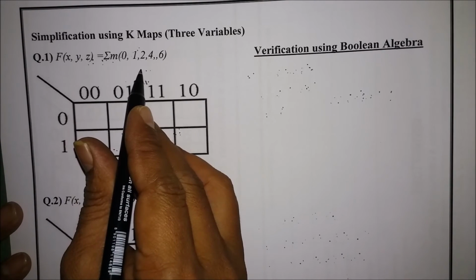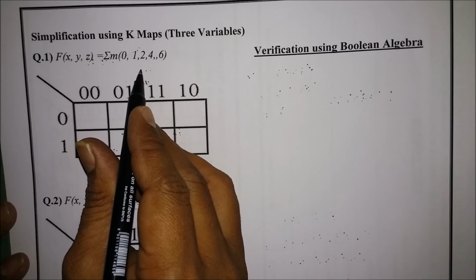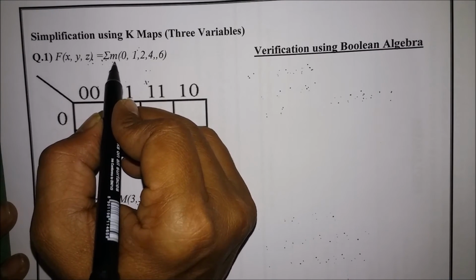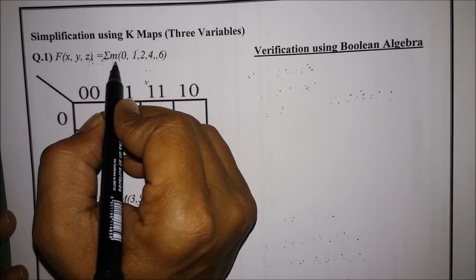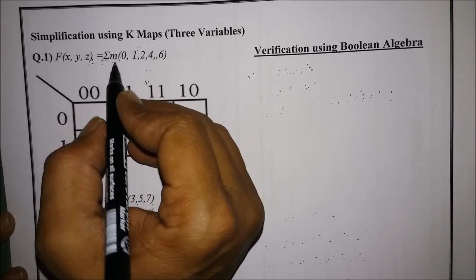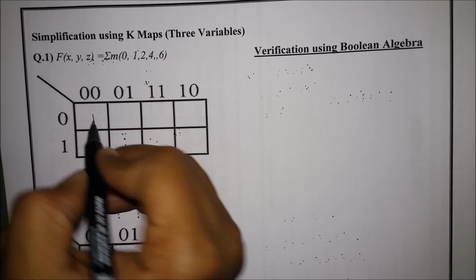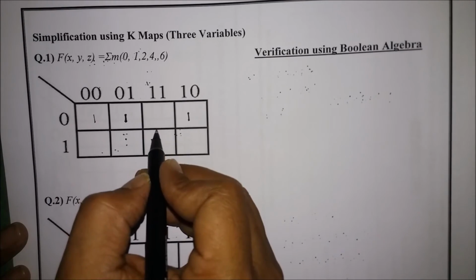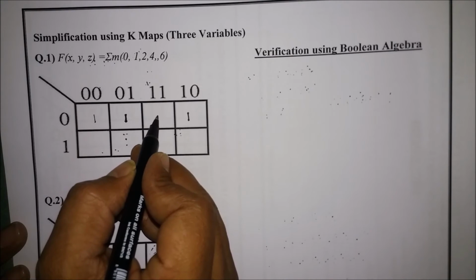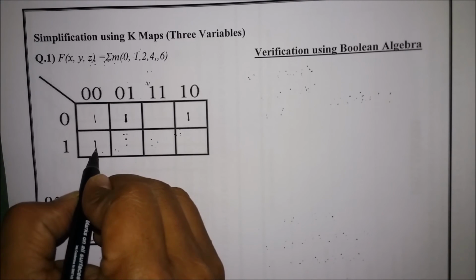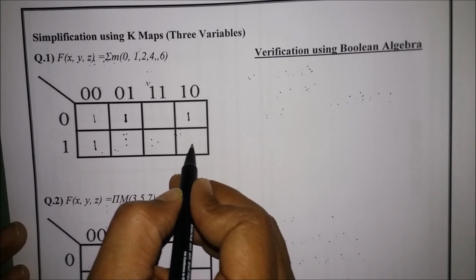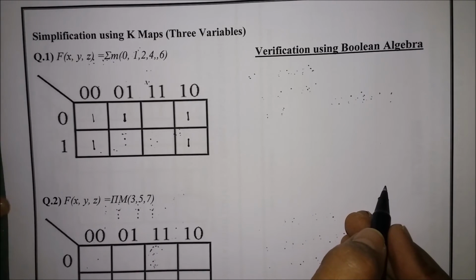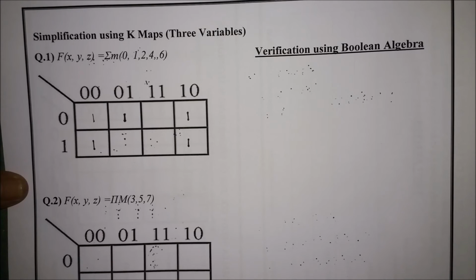Now this is a standard SOP form expression. How to identify: sigma represents the sum terms and small m represents the min terms. Now I am going to plot 0, next 1, 2, and here 3 will come, but 3 is not there, then 4, 5, 6 and 7. So I am going to plot them. Now let us see what is the possibility of grouping.